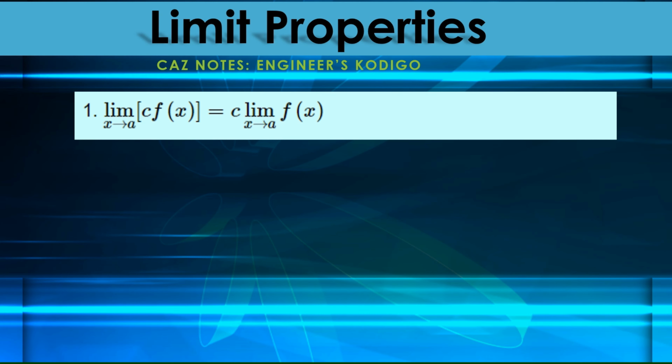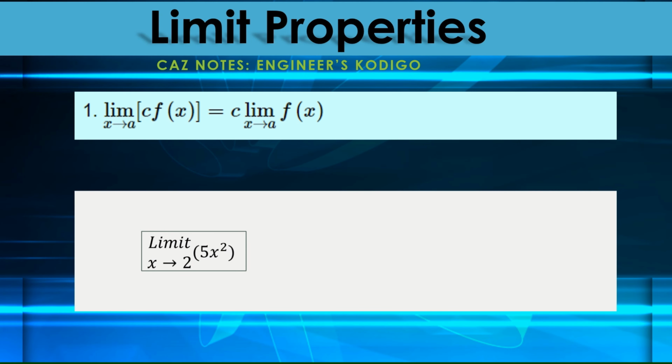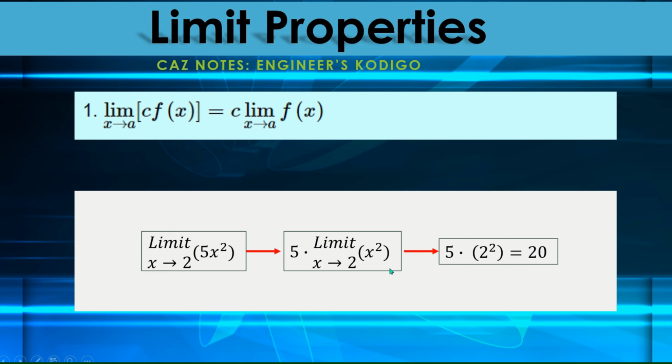So for example, we are going to calculate the limit of the function 5x squared as x approaches 2. According to the property, we can factor out a constant, as you can see, and then evaluate the limit with a variable. So we will have 5 times 2 raised to the power of 2, and then we will have 20.